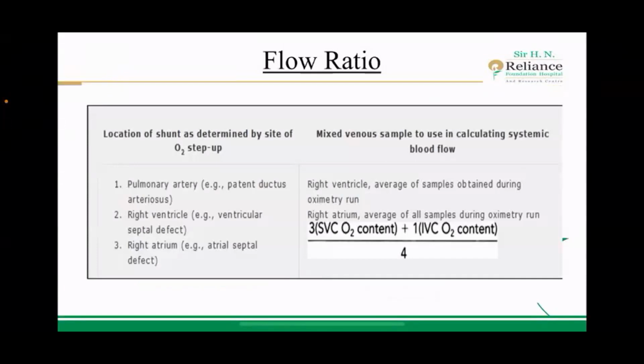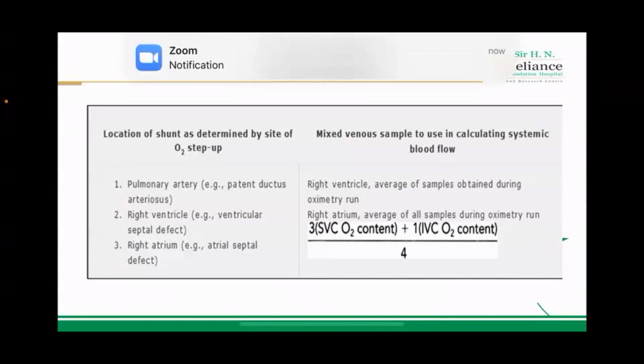So location of shunt is determined by the site of oxygen step up. As I said, if the step up is in the pulmonary artery, the example is PDA. Step up in RV could be due to a VSD. Step up in RA could be due to an ASD.